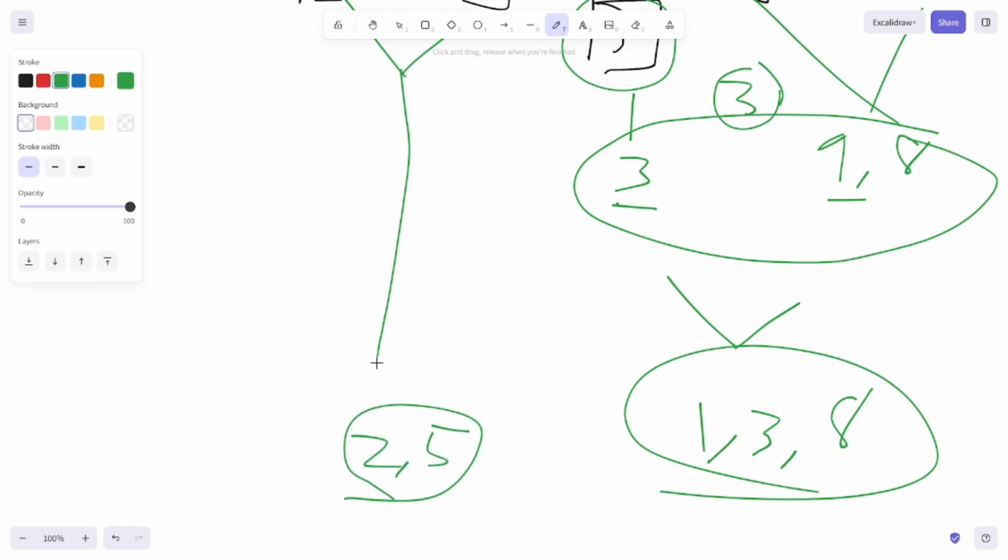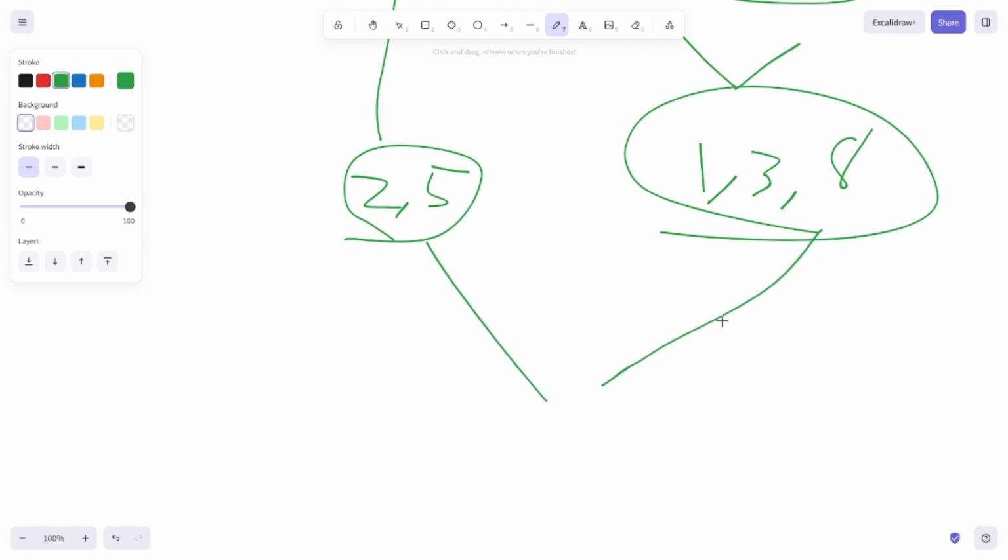What's smaller between 1 and 2? 1 is obviously smaller. Mark that out. Now we're going to put 1. Then 2 and 3. Again, 2 is smaller than 3. Mark that out. Now we're going to compare 3 and 5. 3 is smaller than 5. Mark that out.